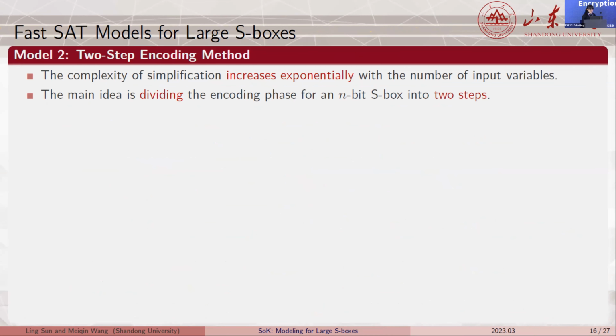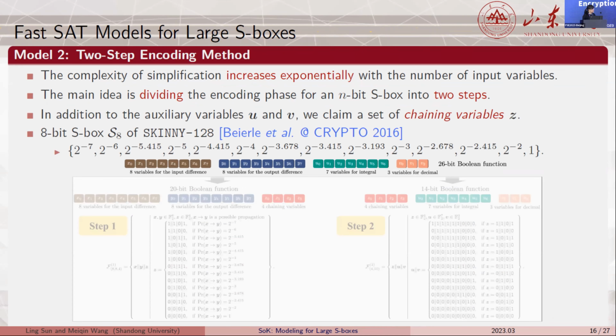The second model is called the two-step encoding method. We found that the complexity of simplification increases exponentially with the number of input variables. So the main idea is dividing the encoding phase for an n-bit S-box into 2 steps. To realize this goal, in addition to the auxiliary variables u and v for the weight, we introduce a set of transition variables z. To have a better understanding, we take the 8-bit S-box of Skinny as an illustration.